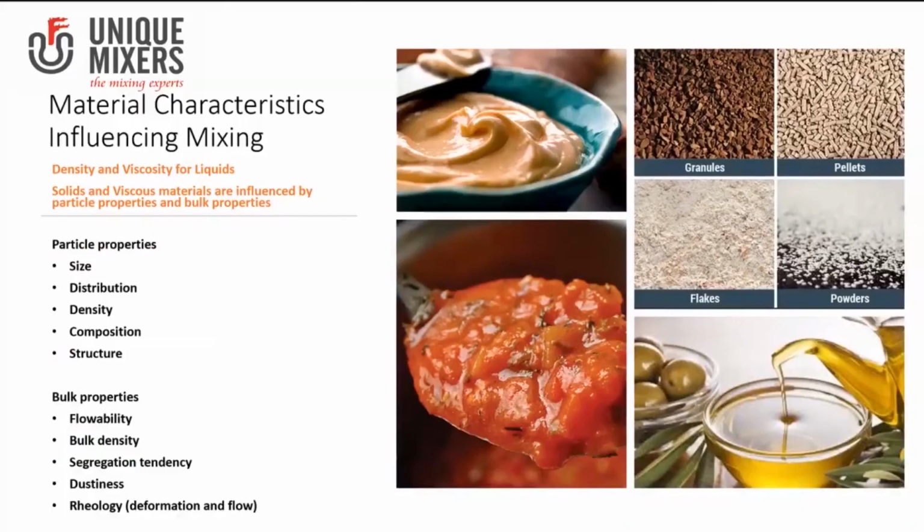So these could be either the particle properties or the bulk properties. The particle properties include size, distribution, density, composition, structure. The bulk properties could be the flowability of materials, the bulk density, the tendency of the materials to segregate, dust generation, and rheology.